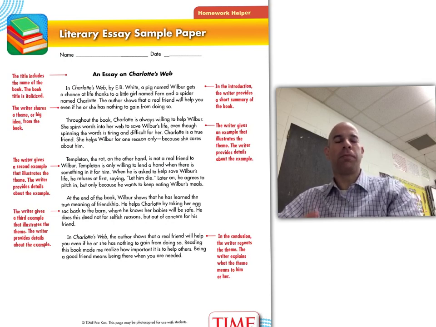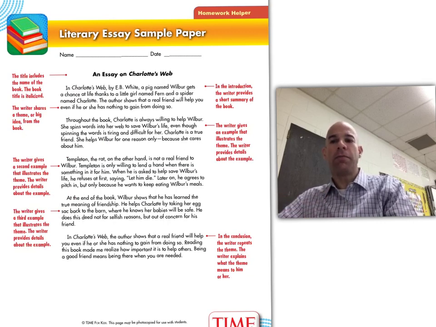And it's a great way to be able to provide your evidence from the end of the book. So Wilbur shows that he has learned the true meaning of friendship. He helps Charlotte by taking her egg sack back to the barn where he knows her babies will be safe. He does this deed not for selfish reasons, but for the concern for his friend.